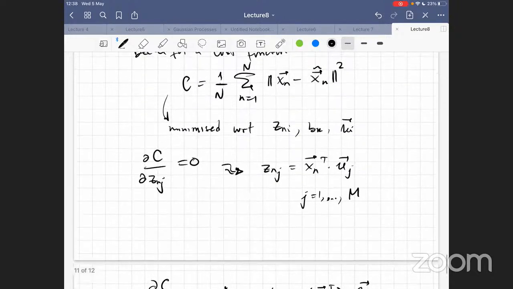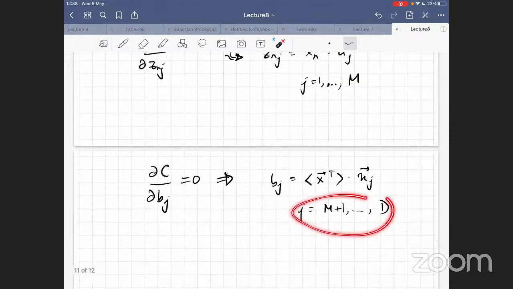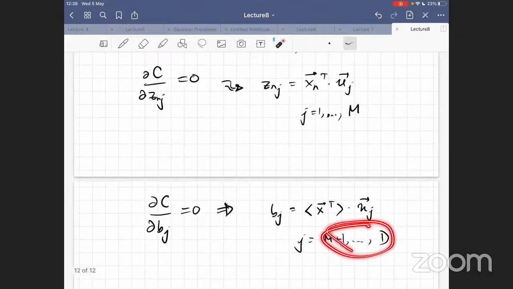Of course, the Bj coefficients live in the rest of the dimensionality that we want to discard. So that's why j here runs over all these dimensions that we want to just get rid of.